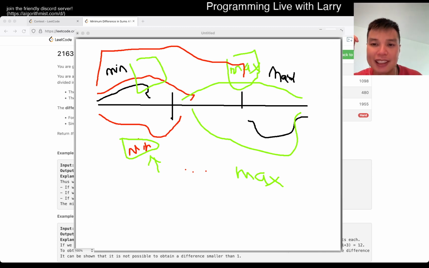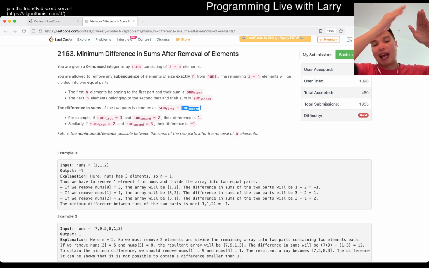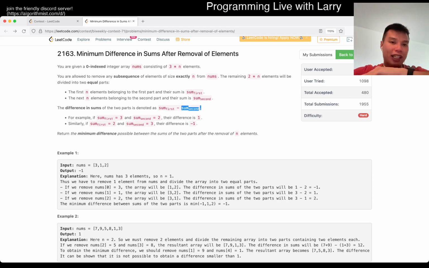And after that, it's just brute force. Okay, let's say we have n numbers in the first chunk and 2 times n in the second chunk. We take the min of the first chunk and max of the second chunk. Let's say the first chunk is now n plus 1, and then the second chunk is 2 times n minus 1. Together, they're 3 times n. You take the min of the first chunk, max of the first chunk, and then you do the math. So that's basically the idea.